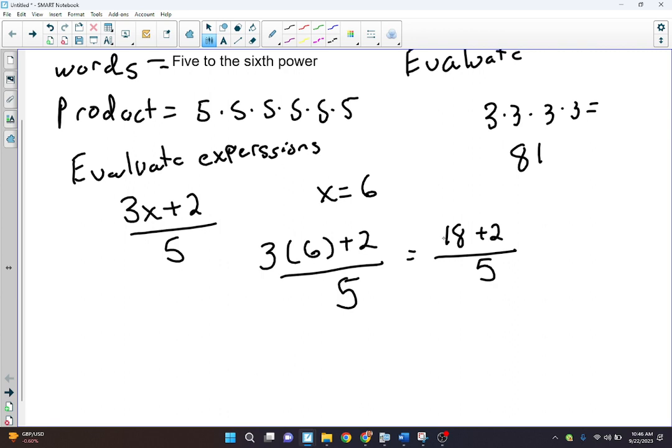In this scenario, you're like, oh, now do I divide? Technically, this is in invisible parentheses because it's on top of a fraction. So you got to take care of both top and bottom by itself first. So 15 plus 2 is 20. Then divided by 5, your final answer is 4. So this is testing out both order of operations and plugging in the variables, okay?